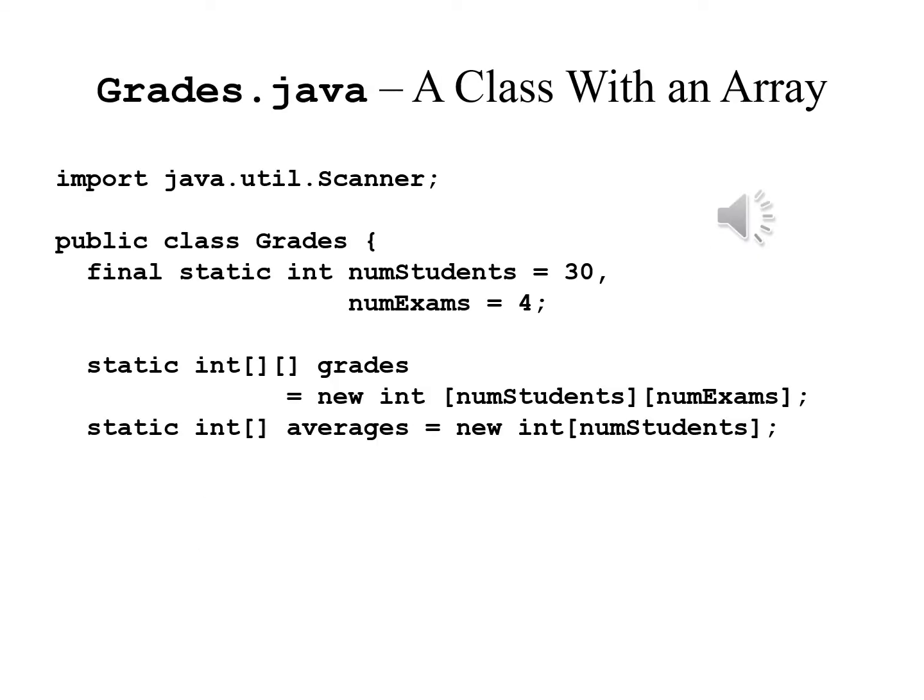Now that we are comfortable working with arrays, let's ask the question, what's it like to have an array as part of a class? In this case, you will see that we have two arrays. A two-dimensional array that will store the results of 4 exams for our 30 students. We also have an array of averages for each of our students. Notice that when I declare the array grades, I have two separate pairs of open and closed brackets. This indicates that the array is two-dimensional.